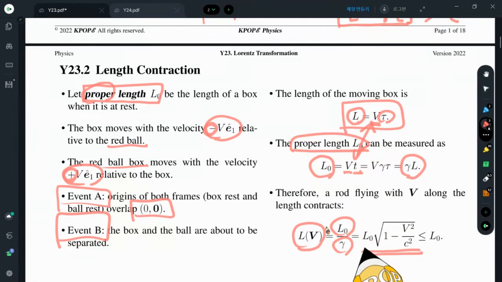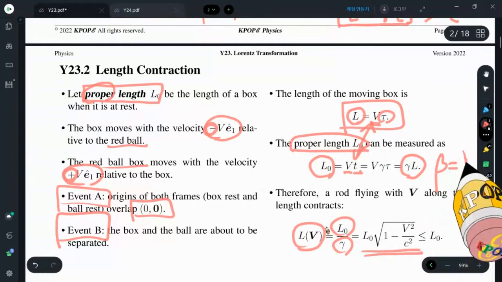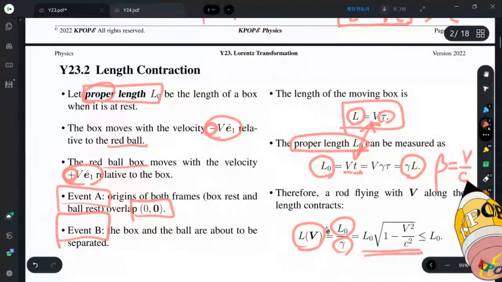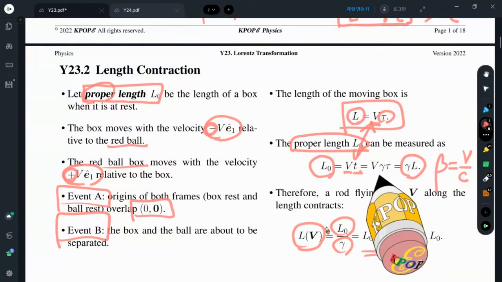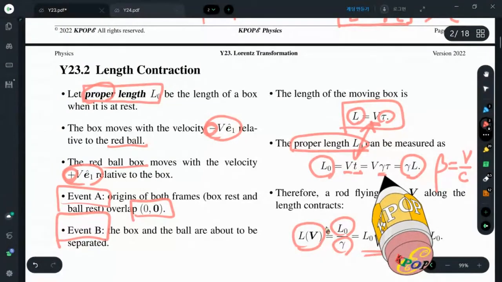Therefore, any moving object shrinks by a multiplicative factor 1 over gamma, that can be expressed in terms of square root of 1 minus beta squared, where beta is the velocity divided by the speed of light. And actually, this length contraction derives directly from the time dilation. So length contraction and time dilation, both concepts are consistent with each other.